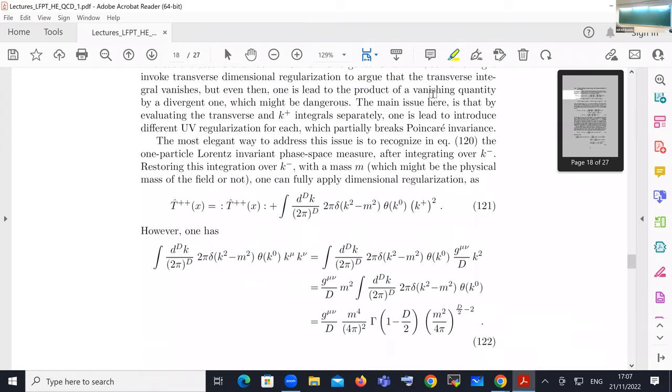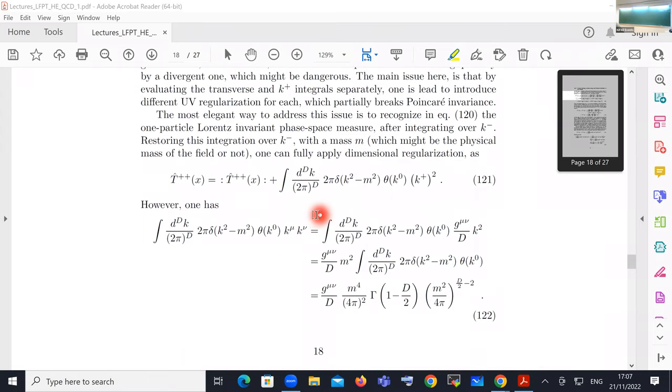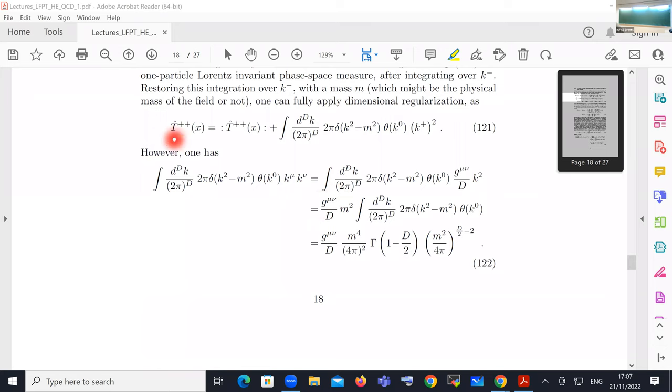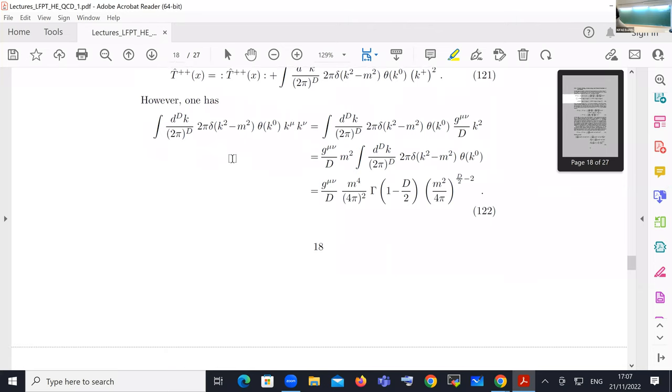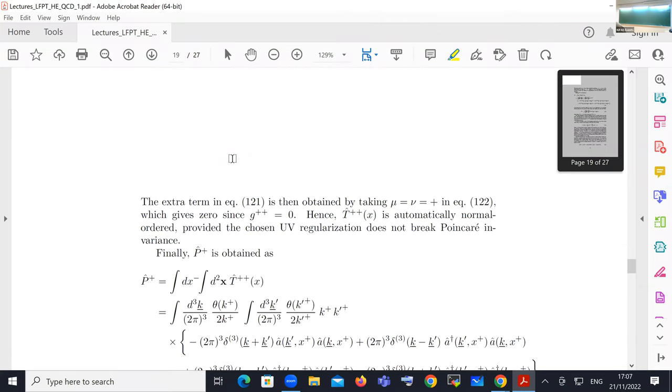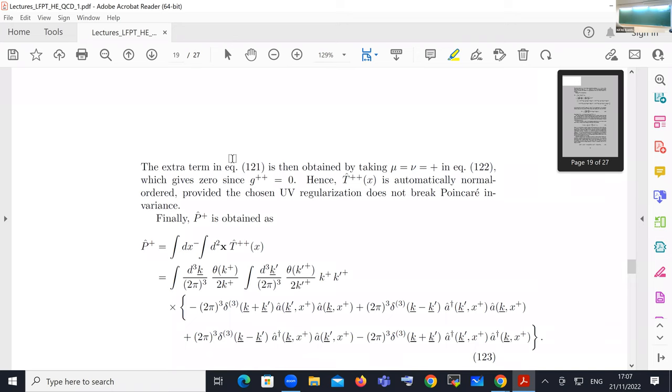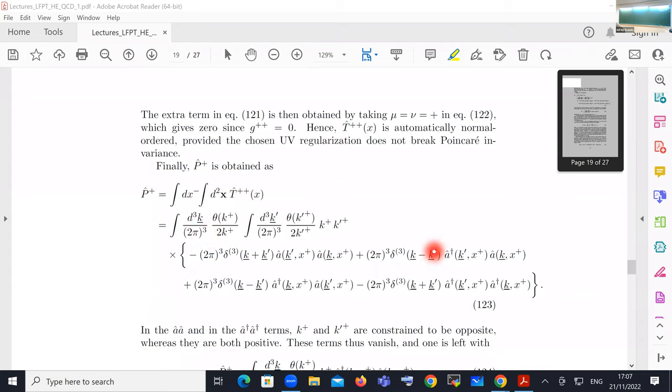Because this extra term is identically zero, it means that T plus plus is the same as its normal ordered version. So there is no further contribution. So now it is equal to the normal ordered version. Now I rewrite the expression here, but this time I put the A and A dagger in normal order. So now I have AA, A dagger A, A dagger A, and A dagger A dagger.